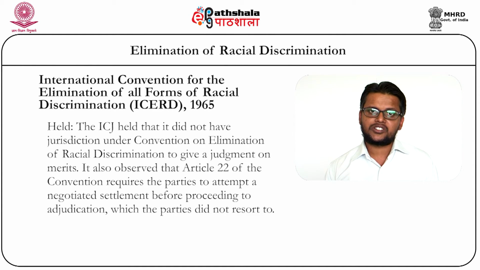So, in other words, what the ICJ said was the parties should have tried to resolve the issue between themselves through negotiation, and if the negotiation had failed, then they should have come before the International Court of Justice, because this is the procedure as laid down by the Convention on Racial Discrimination 1965.